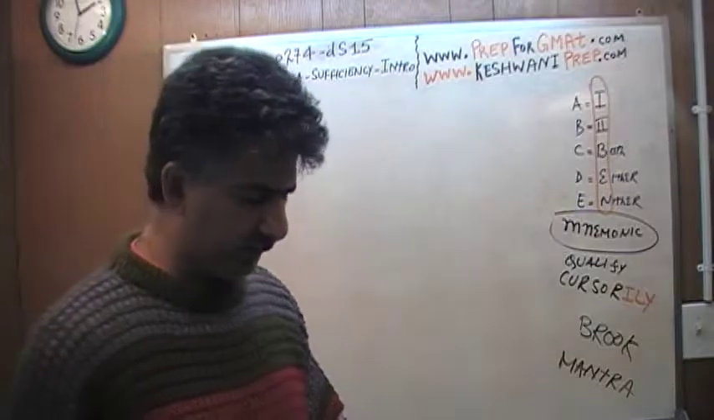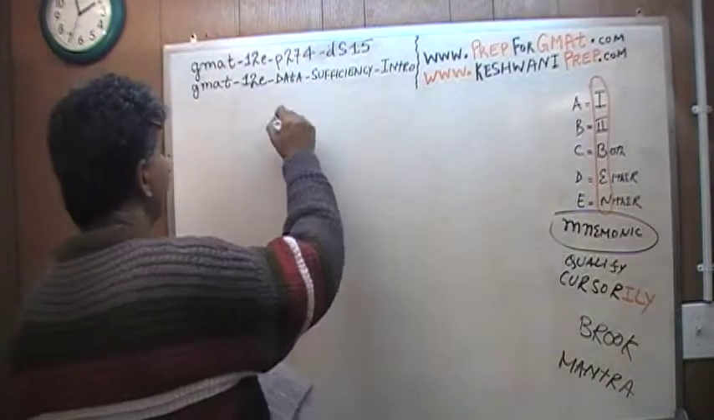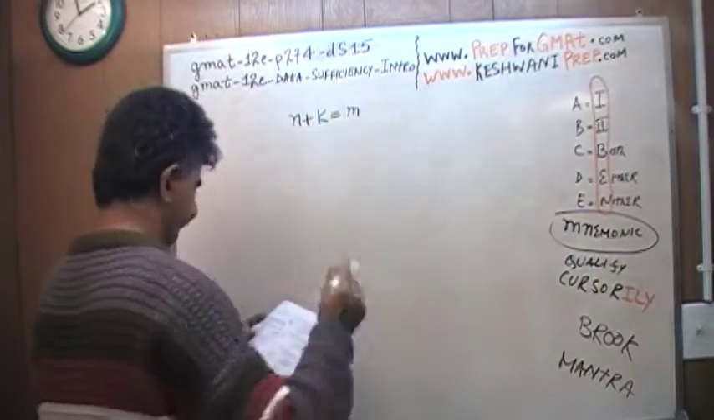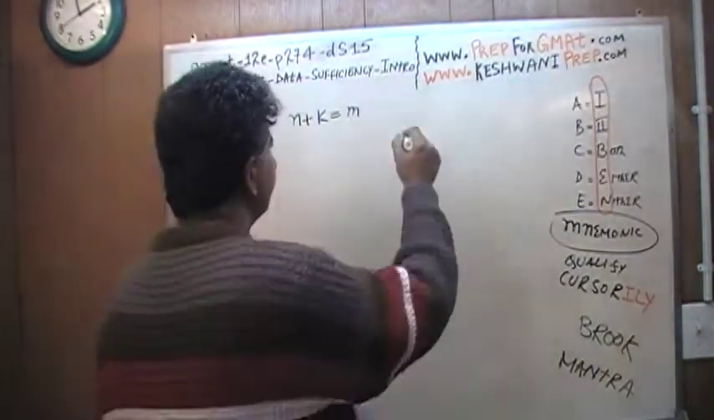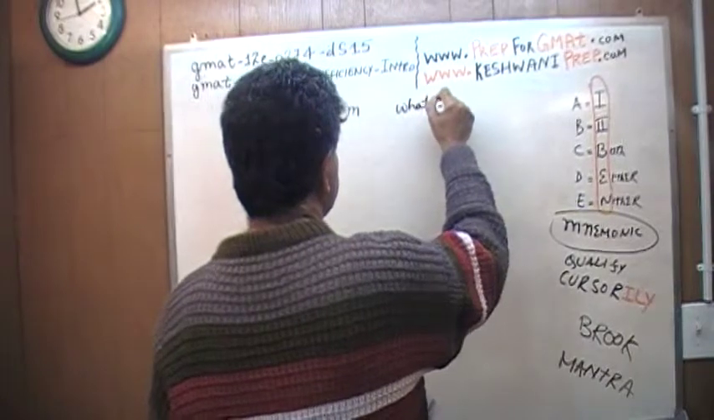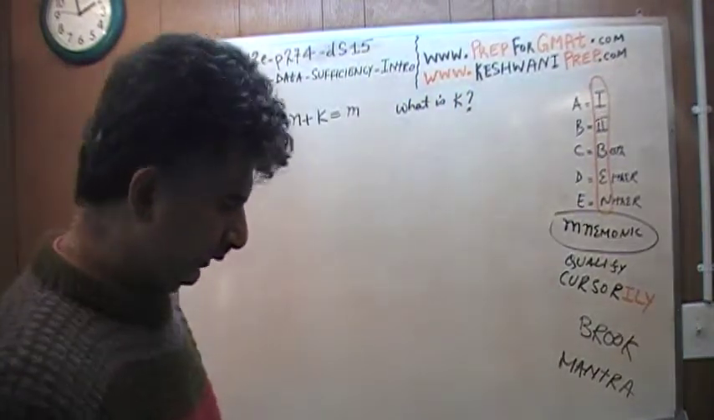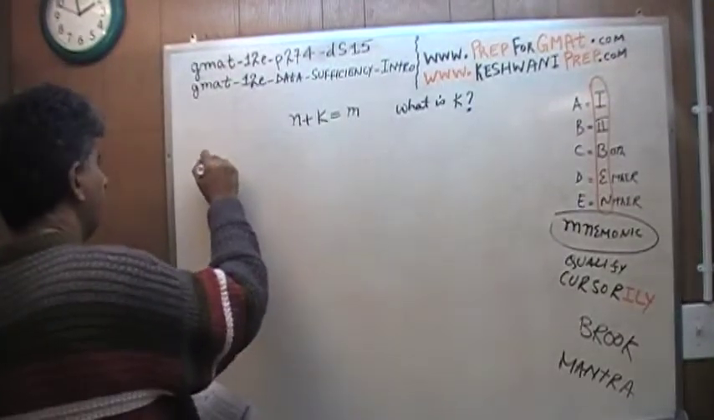It says n plus k equals m. The question simply is, what is k? That's all they are asking. What is k?